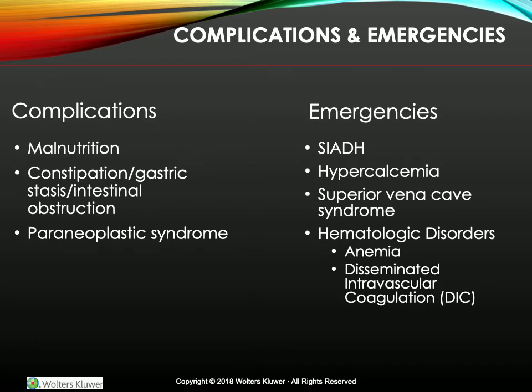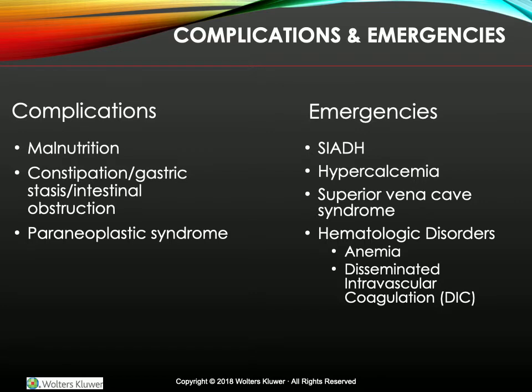Constipation, gastric stasis, intestinal obstruction can also be a complication, as well as your paraneoplastic syndrome, which is a result when T cells in the body attack normal cells rather than the cancerous cells. And this leads to neuro changes, such as changes in movement, sensation, and even some mental status changes.